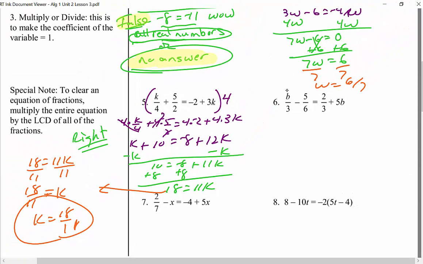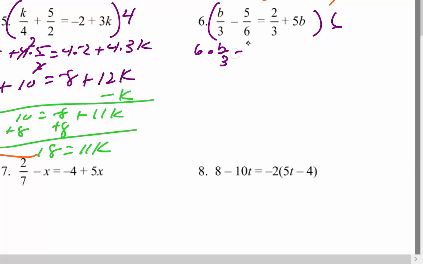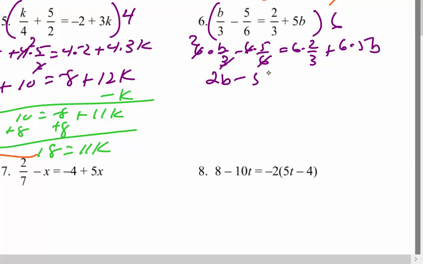Number 6. I'm going to multiply through by 6, the common denominator of all the fractions. So that's 6 times b over 3 minus 6 times 5 sixths, equals 6 times 2/3 plus 6 times 5b. When I do that, 3 goes into 6 twice, so that becomes 2b, or not to be. Here the 6 cancels. So that's minus 5 equals 3 goes into 6 twice. 2 times 2 is 4 plus 30b.